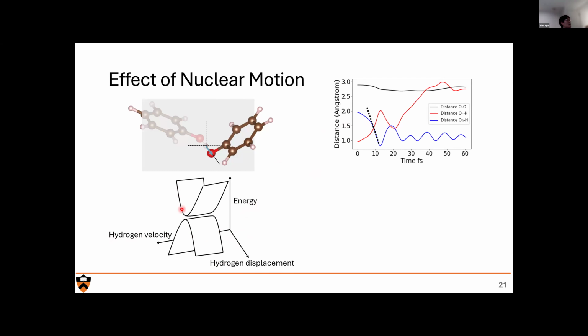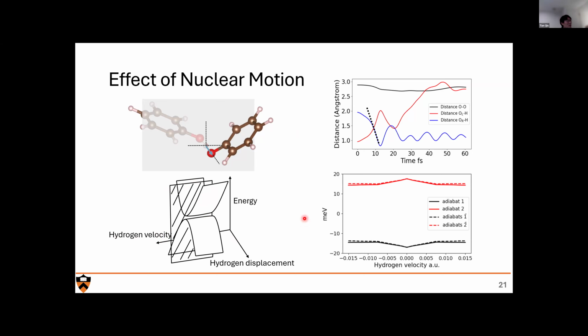Now, if I plot the curve by projecting these surfaces to a plane defined by, say, the hydrogen velocity, what we end up with is some plot like this, where you can see that within the range of hydrogen velocity that one can practically visit in this proton transfer process, there is indeed a region where we can see, say, a 1 meV splitting of the previously degenerate surfaces.